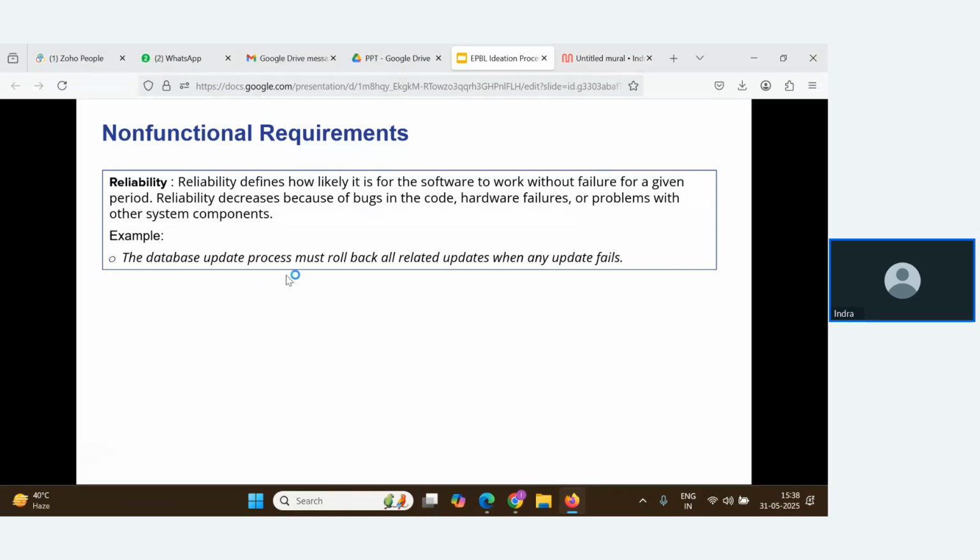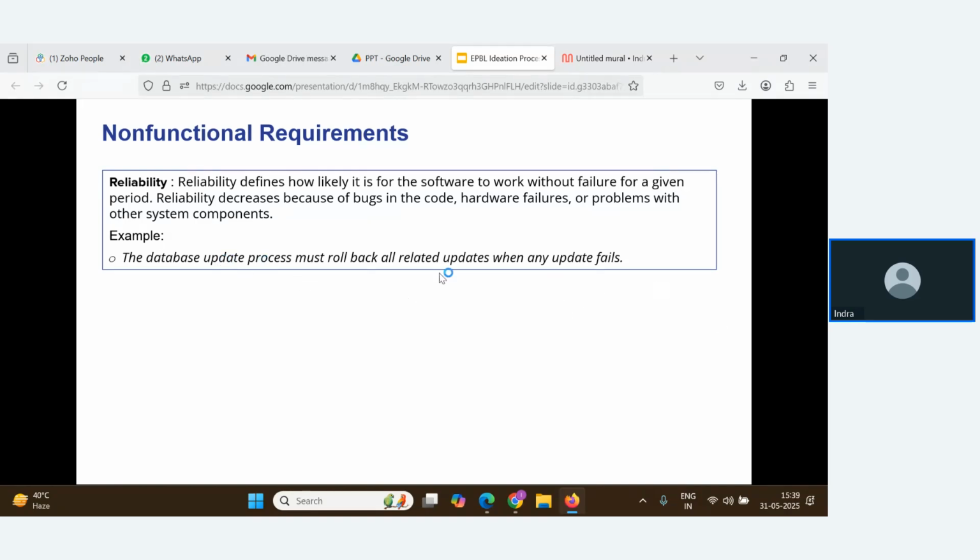Then you have reliability. Reliability refers to the ability of your project to perform consistently all its intended functions without any failures. Whatever project you have developed, you need to make sure it is very reliable and it is not failing. For example, if an update in the database fails, the system should automatically undo all the related changes to prevent errors.